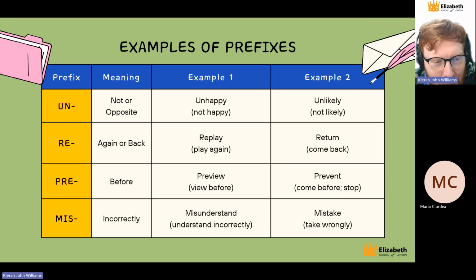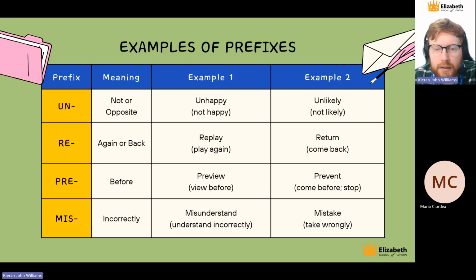So there are some examples of prefixes. There are lots of prefixes in English, 20, 30, 40, who knows? But here we've just got 4 examples. I think you mentioned "un" before. So "un" tells us something is not, or the opposite of something: happy, unhappy, likely, unlikely. Did you also mention "re" before? Yes. So this gives us the idea of again, or going back to the start of something.